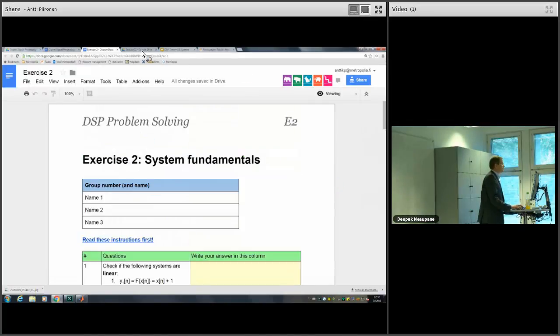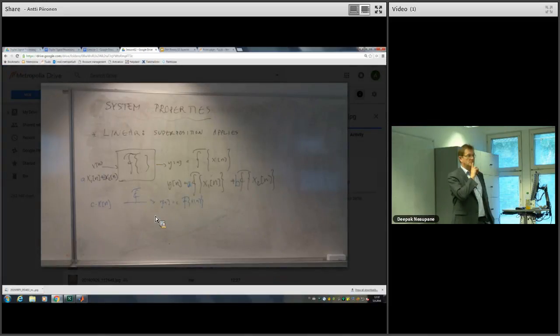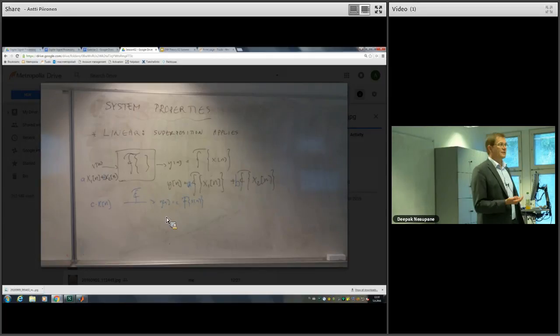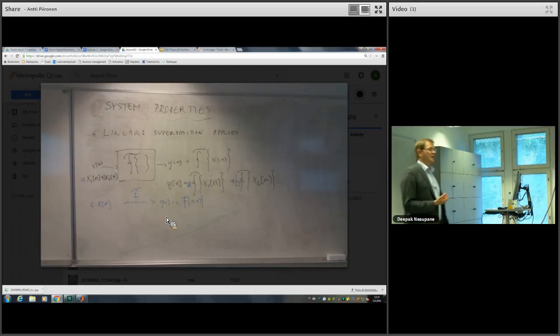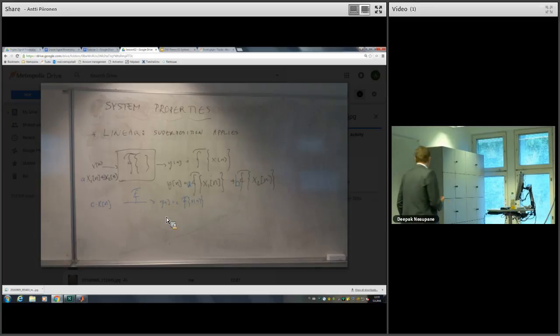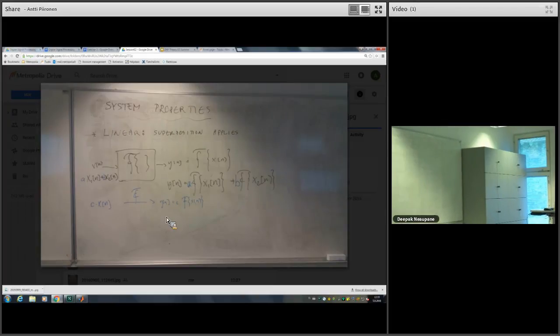Okay, and I already downloaded some of these pictures that I took from the whiteboard. They're decent. The lighting is not the best for this. So first exercise, first point is about linearity of the system, right? And the test for linearity is to check if we can use superposition. And for superposition, we need 2 signals.